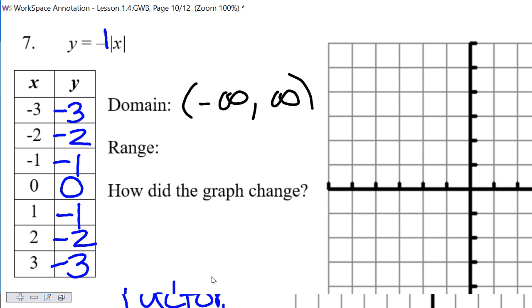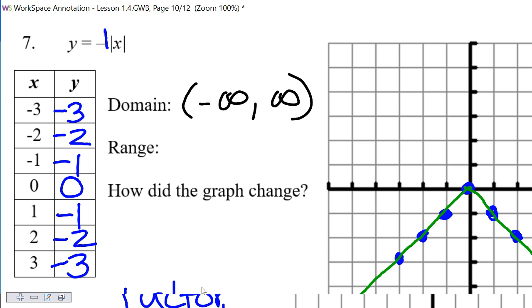Plot your points. Is it always going to be that? It's always negative infinity to positive infinity for every absolute value function. Negative 2, negative 1, 0, 0, 1, negative 1, 2, negative 2, 3, negative 3. And this time, instead of pointing up, which way does it point? Down. So this time, put an arrow showing it's going down.